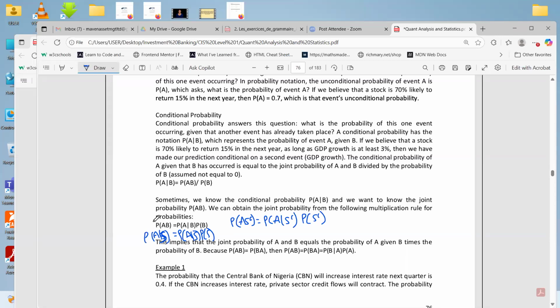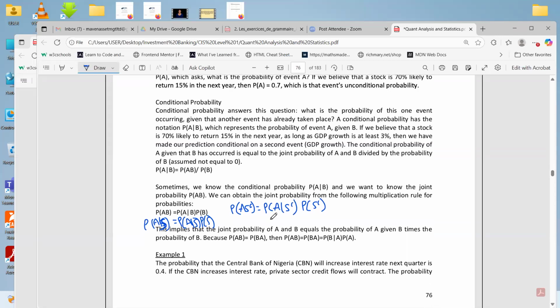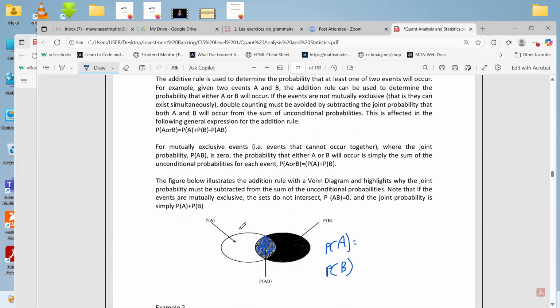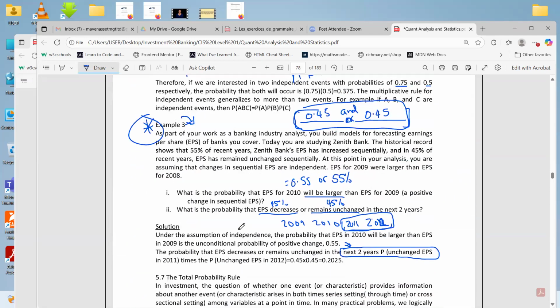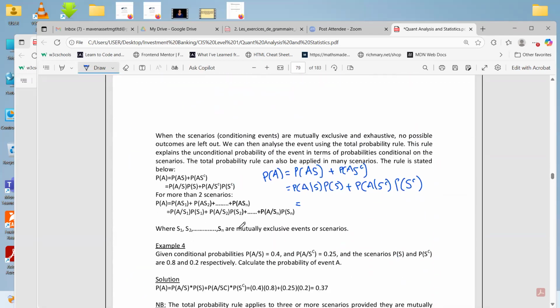So again, when you have the probability of A and B, it is the probability of A when B is established multiplied by the probability of B. From there, you have been able to get these two values that we put here. It is these two values that are being utilized in the question we are considering now.